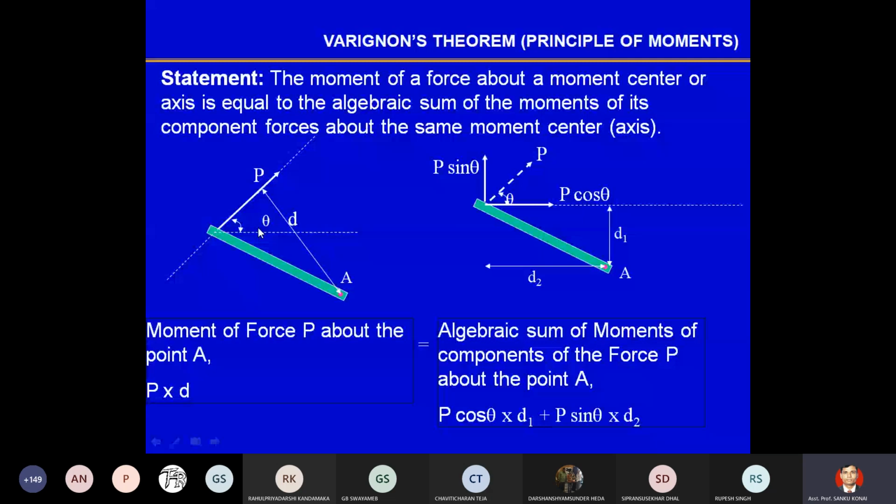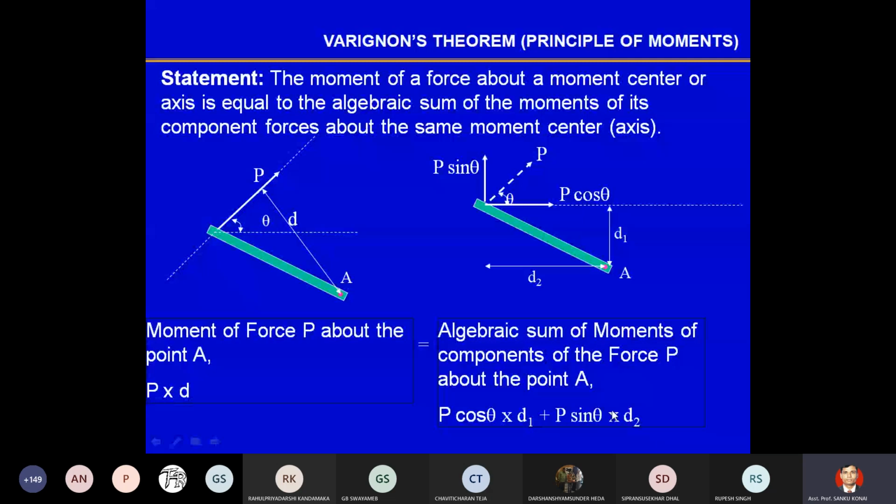Moment will be P into d, and if you take the components of this P force with this horizontal angle, you will get P cos theta and P sin theta, and the perpendicular distances, if you consider d1 and d2 for P cos theta and P sin theta, the horizontal and vertical components. So P into d will be equal to P cos theta into d1 plus P sin theta into d2. So the moment of a force P about the point A will be equal to the algebraic sum of the moments of the components of the force P about the point A.